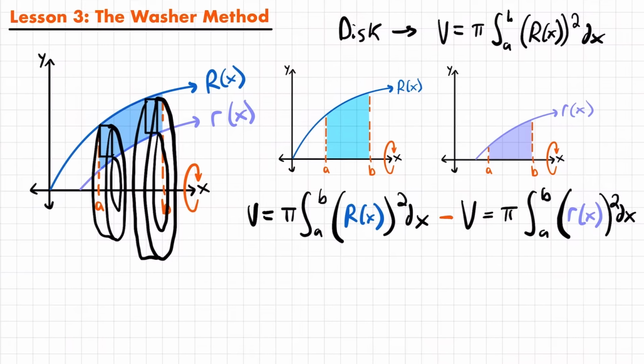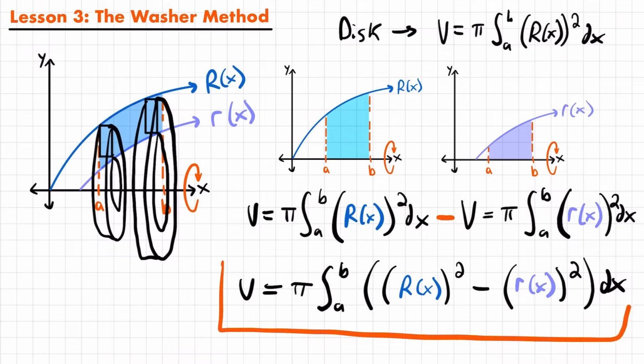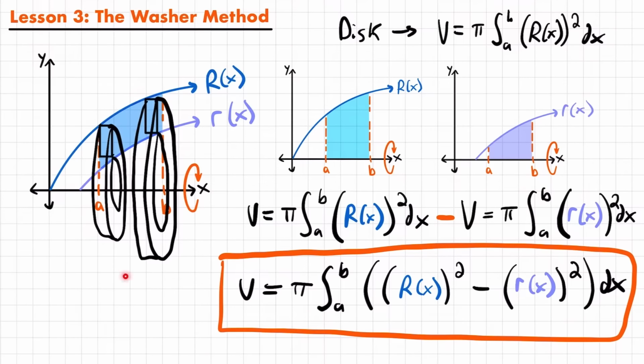And so if we're going to subtract this volume from this volume, we can actually combine them to be one definite integral. And so we will have that the volume is equal to pi times a definite integral from a to b of capital R of x squared, which is our outer radius, minus small r of x squared, which is the inner radius, times dx. And this right here is what we call the washer method. If you have a region between two curves and you want to rotate that around the x-axis to form a solid of revolution, you can use this definite integral to calculate the volume.